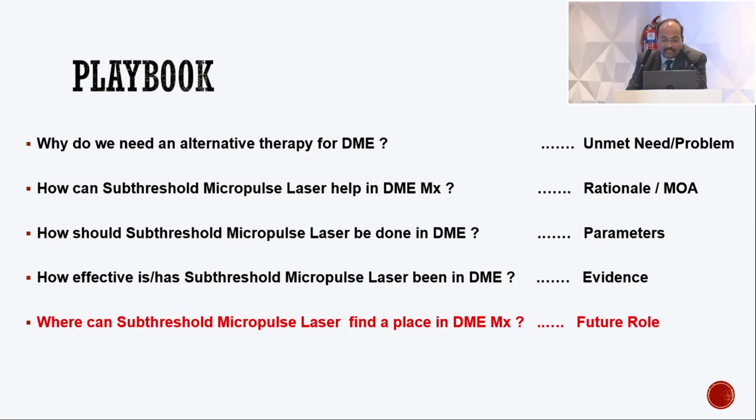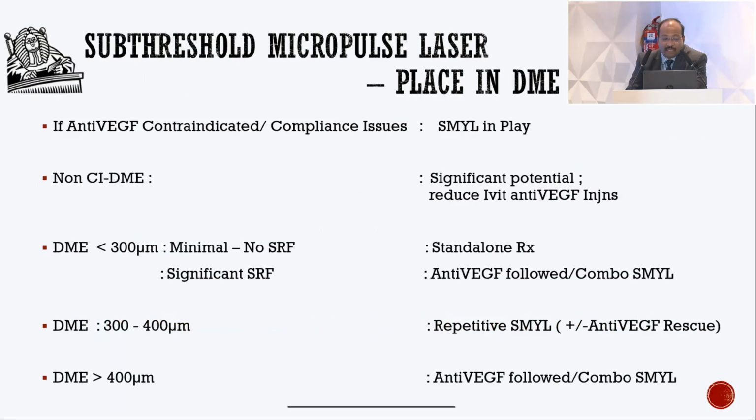And finally, where can we place subthreshold micropulse laser in the management of DME? This is just one final slide. If anti-VEGF is contraindicated or there are compliance issues, immediately micropulse laser comes into play. That's straightforward. Non-center involving DME again has significant potential. You could reduce anti-VEGF injections, so there's no controversy there. Otherwise you would treat it with focal ablative laser; instead of that, you can treat with micropulse laser.